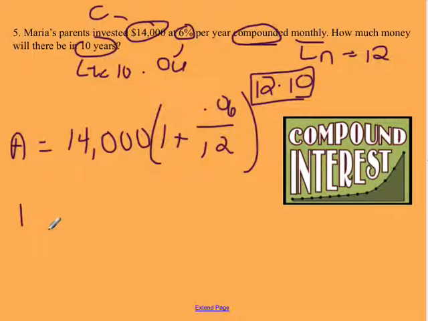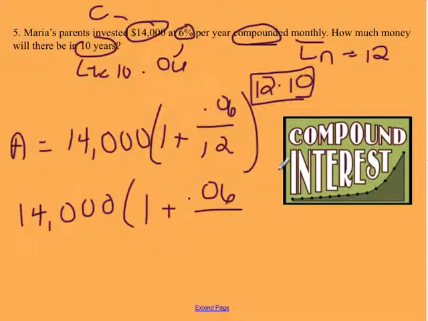So then you get 14,000 times 1 plus 0.06 divided by 12, and that's going to be raised to the 12 times 10, which is 120. So once you've taken the extra step to multiply out the exponent, you can type everything that I have written there into your calculator. Okay, and remember with money, you want to round to 2 decimal points. So go ahead and plug in your calculator. Make sure you get the answer I do.